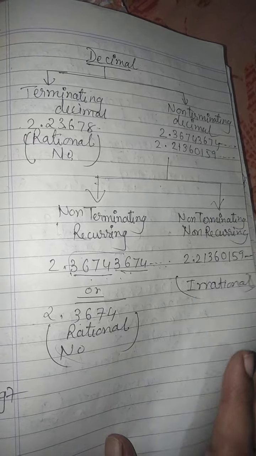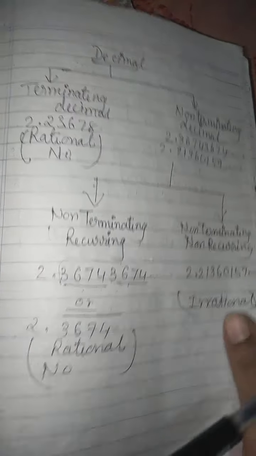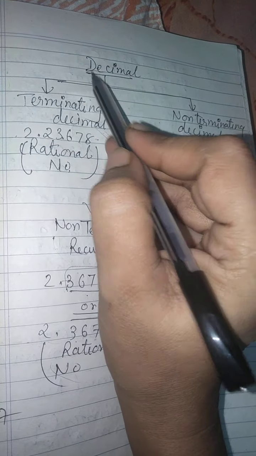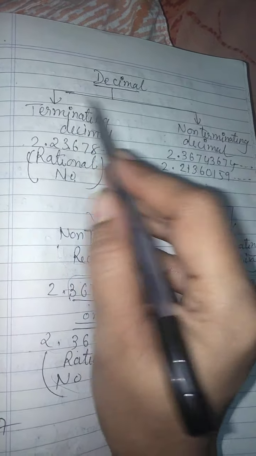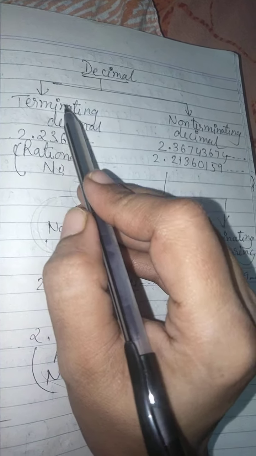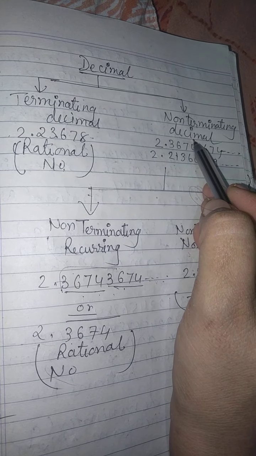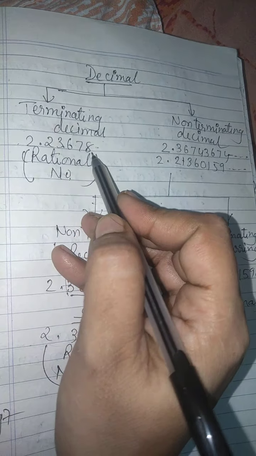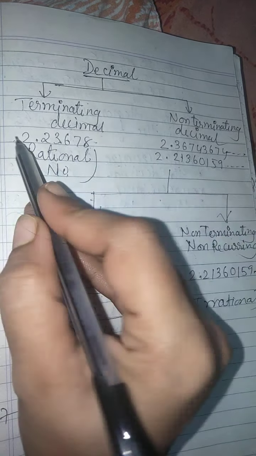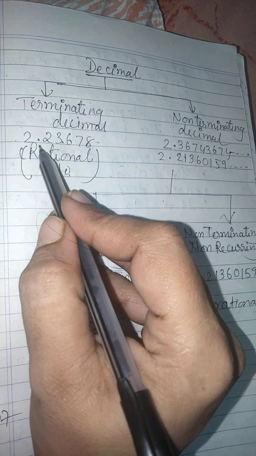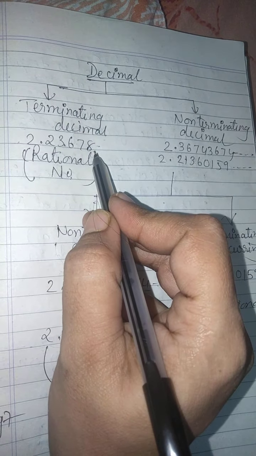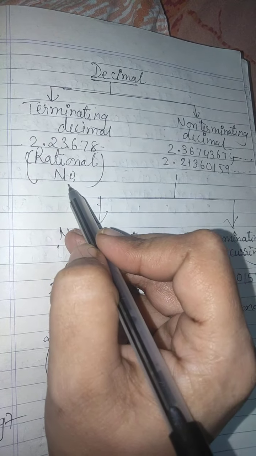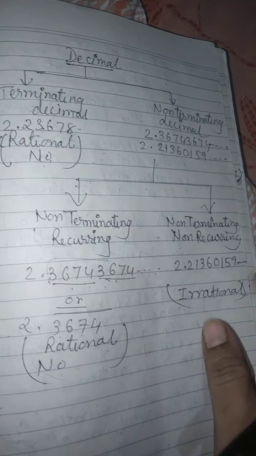Now before moving to the next example, let me explain to you the types of decimal. As you studied last year, there are two types of decimal: terminating decimal and non-terminating decimal. Now see here, the decimal 2.23678, here the decimal ends. A decimal fraction in which the decimal digits end after the decimal point is called a terminating decimal, and a terminating decimal is a rational number.